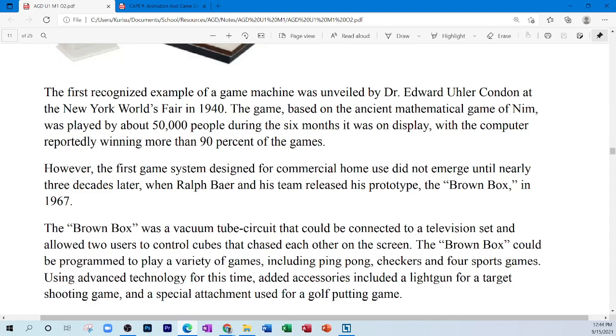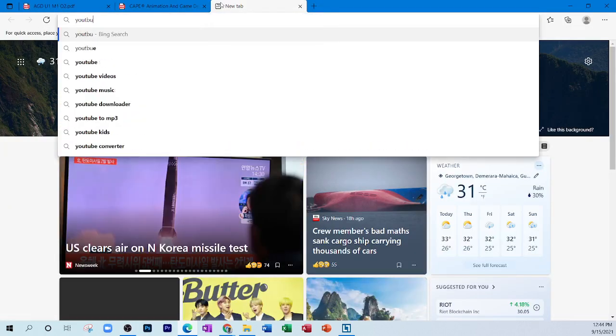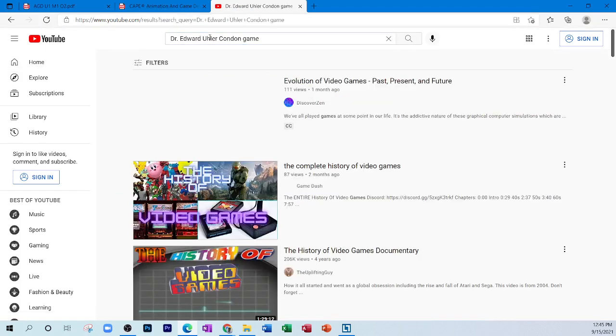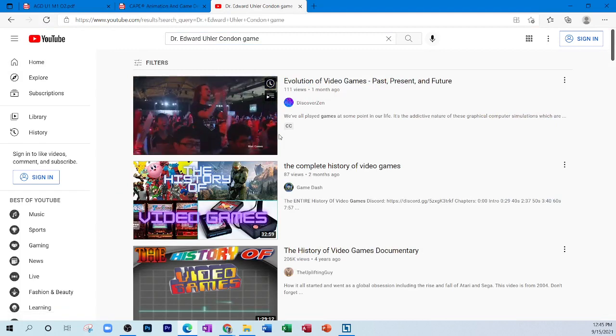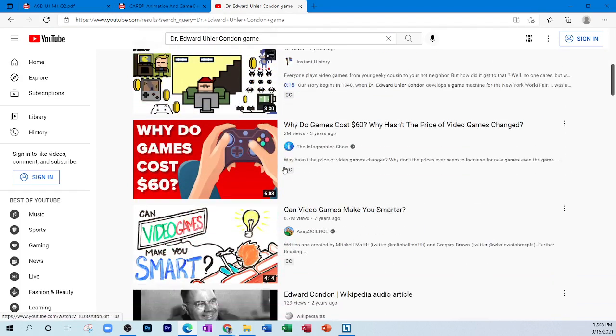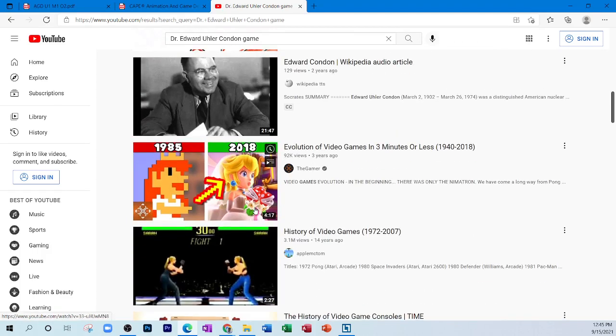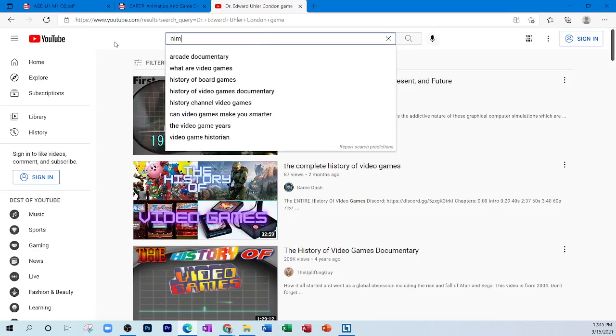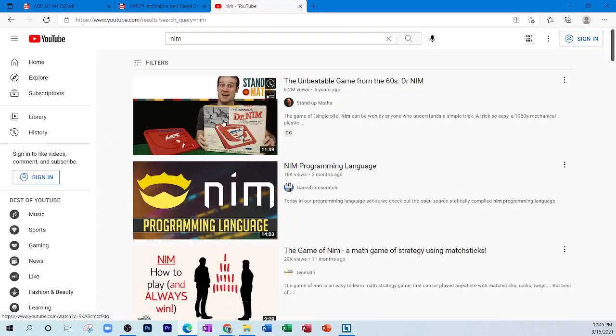So in the 1940s, this person would have created a game machine. Edward, New York. I'm looking for the name. Ancient mathematical game of Nim. Alright, let's see if we can find a game to have an idea of what it looked like. Let's search for Nim. But those are documentaries. Which began from the 60s, Dr. Nim. Okay.